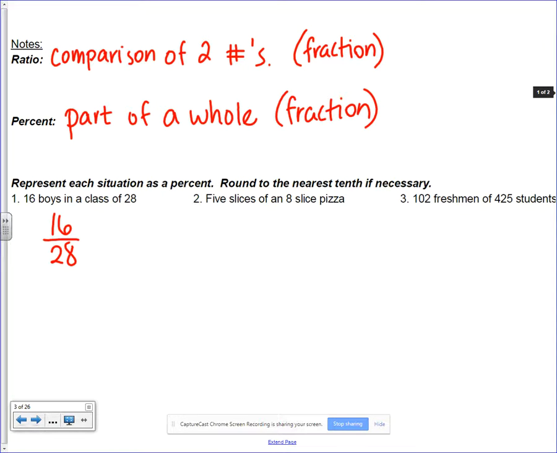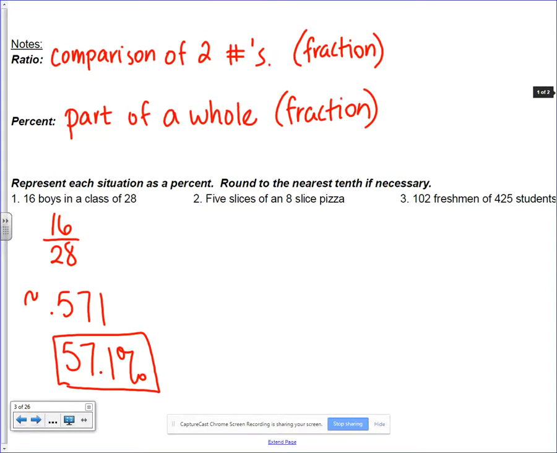Now, you know fractions mean to divide. So if you divide that, you should get a number on your calculator that is approximately that. That is not a percent. You have to move the decimal place 2 spots. If you move that decimal place 2 spots, I get a final answer rounded to the nearest tenth, which is 1 decimal place of 57.1%.